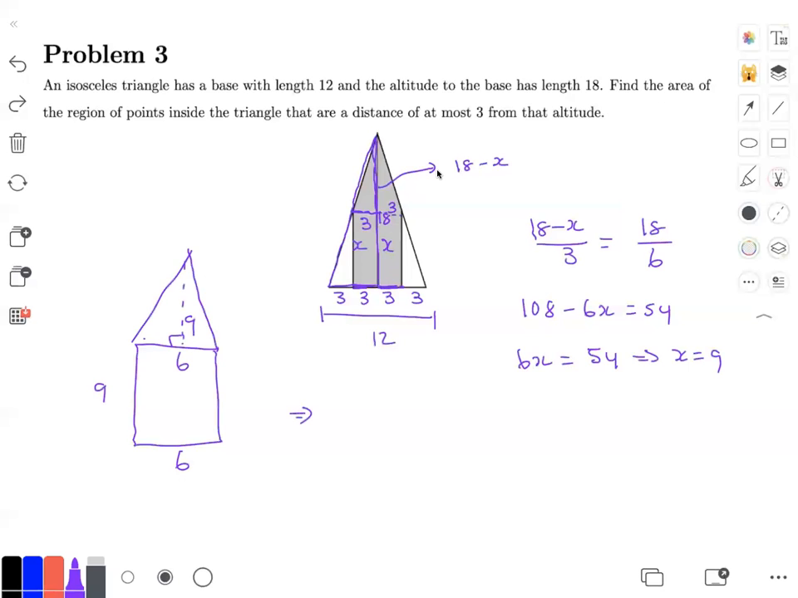The rectangle is just 9 times 6, which is 54. The triangle is 9 times 6 over 2, that's 9 times 3, which is 27. So adding these, we get 81, and we are done.